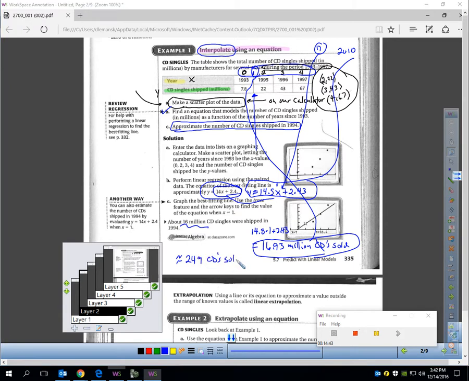I just extrapolated. Do you notice how 2010 is outside the rest of that data? It's not inside, it's outside. That's called extrapolation. So extrapolation, it's the same process, it's just you're estimating a point outside the data. In other words, when the book was made, I was predicting the future. 2010 would have been the future of this data. I'm making a future prediction of CDs sold based on my equation.